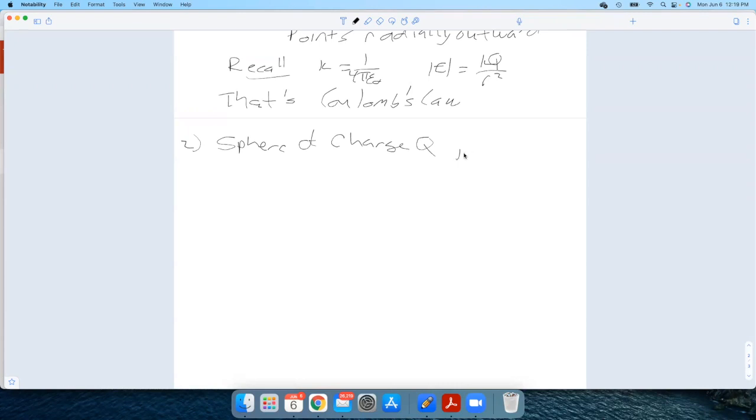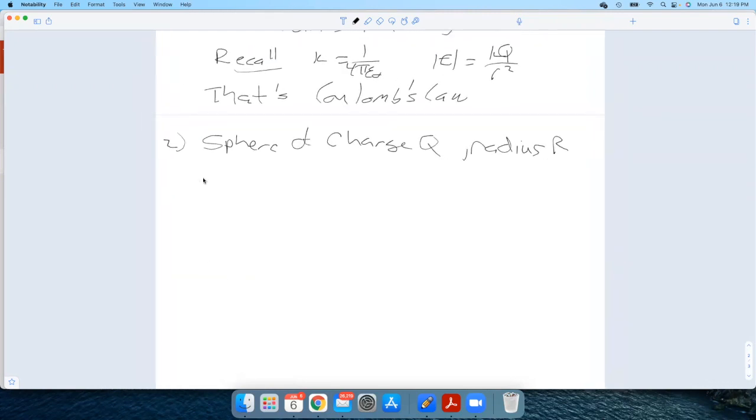Total charge Q and radius capital R. So I've already done this problem. I'm doing all the different Gauss's law problems all together in one video. I think you've already watched this video, in fact, but we're going to do it again. So I've got some smeared out charge here.